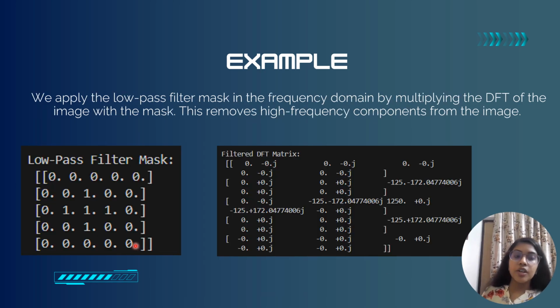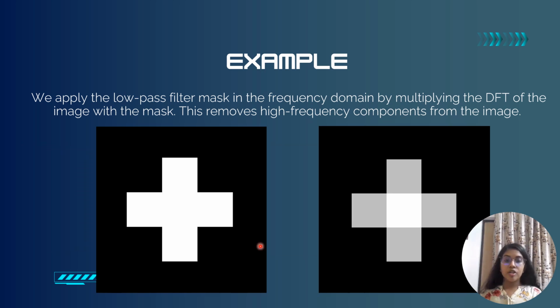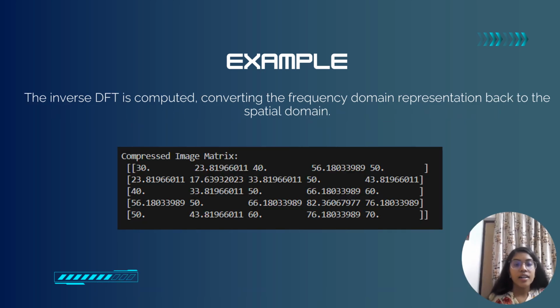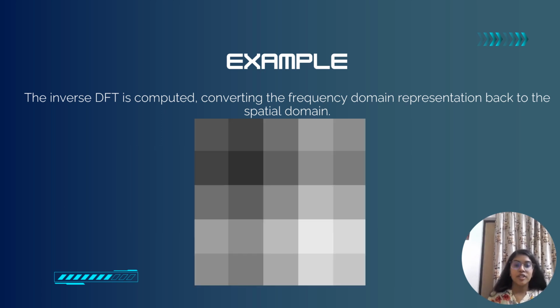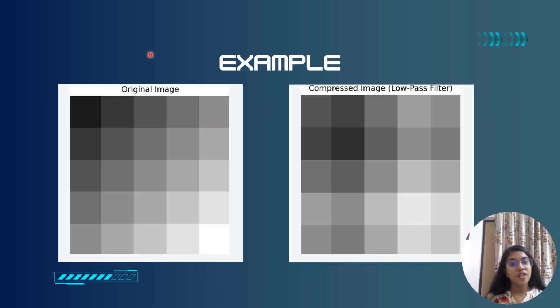After that, we apply this particular low pass filter and obtain this filtered version of the image in the frequency domain. So this is the filter, and this is the application of the filter on the image. This is the image after application of the filter in the frequency domain. And then we perform inverse Fourier transform and finally obtain our compressed image in the spatial domain. So this is the image representation of the matrix. So this was the original image, and this is the compressed image after low pass filtering.